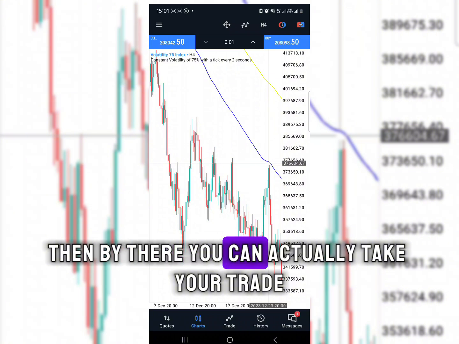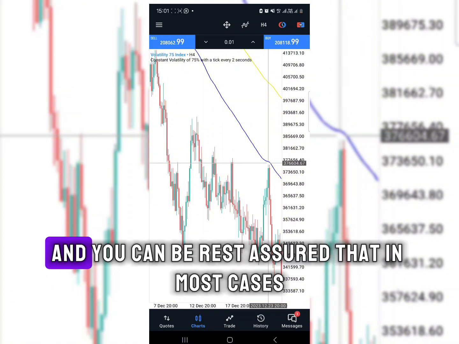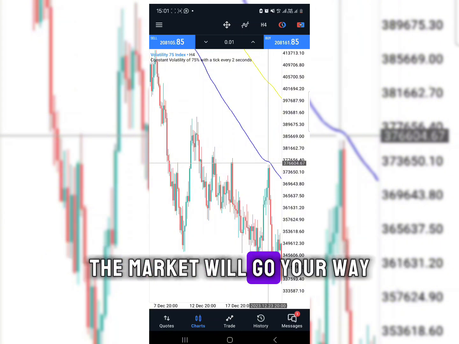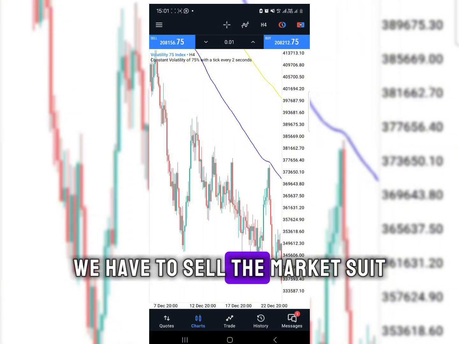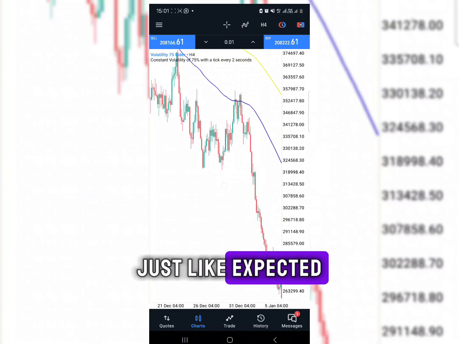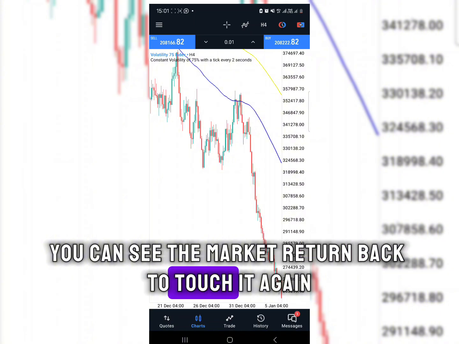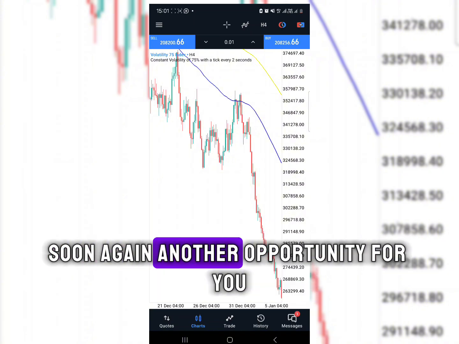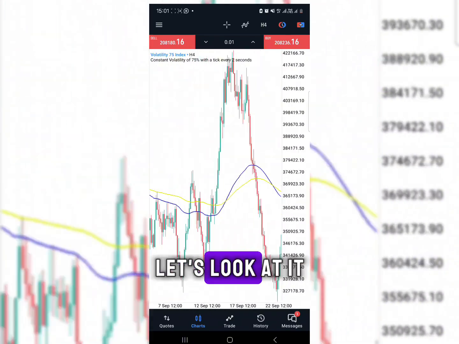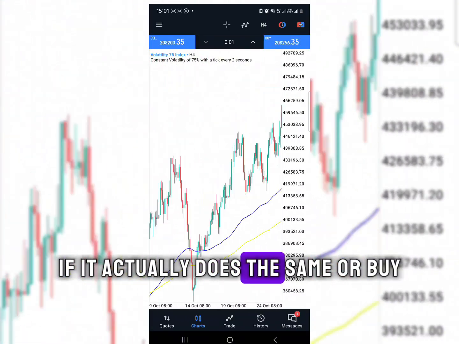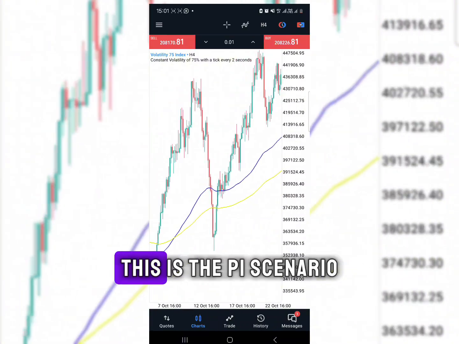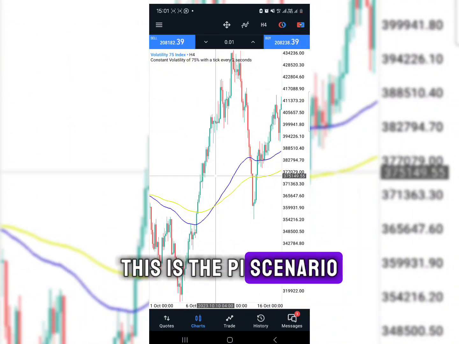Then from there, you can take your trade, and you can be rest assured that in most cases you will win. The market will go your way. In this case, we have the sell, the market sold. Just like expected, you can see the market return back to touch it again, sold again, another opportunity for you. Let's look at whether it does the same for buy. This is the buy scenario.